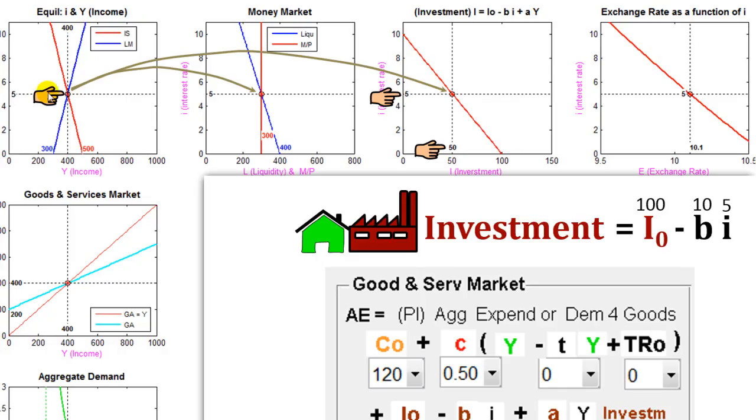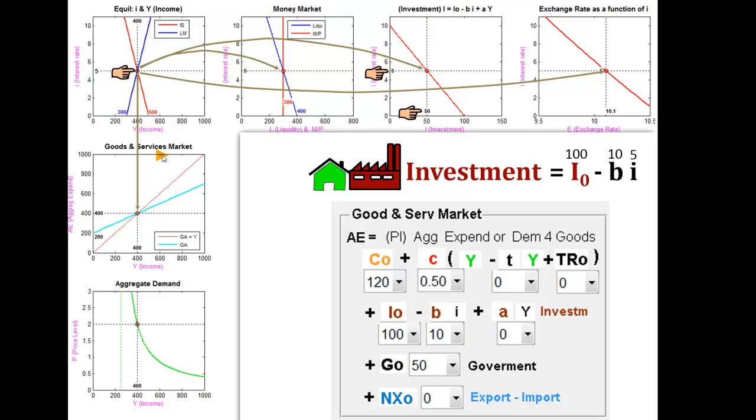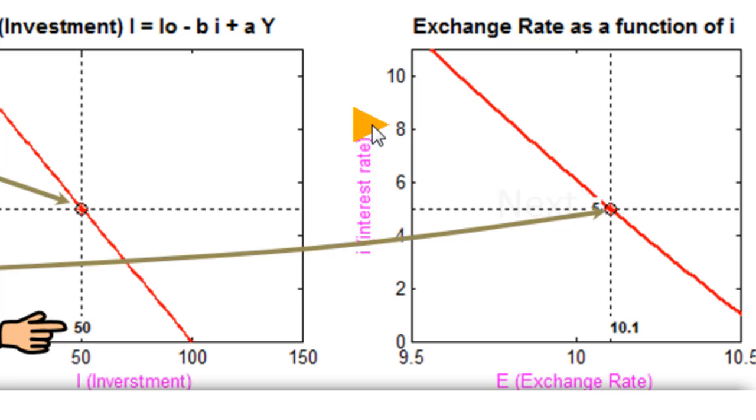In the following videos, we are going to use this information and we are going to transfer it to the exchange rate market, and then to the goods and services market, and then aggregate demand. So we are going to see this in different videos. Particularly in the next one, we are going to find the exchange rate for this equilibrium.